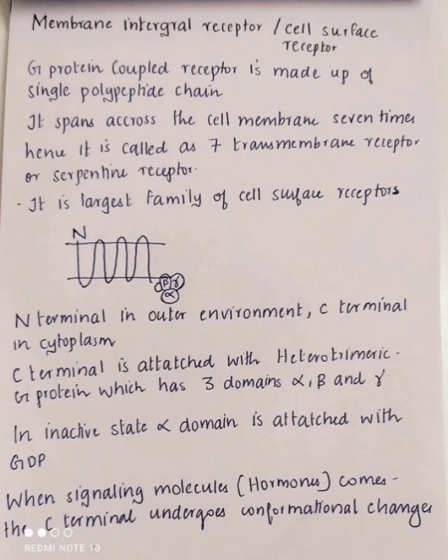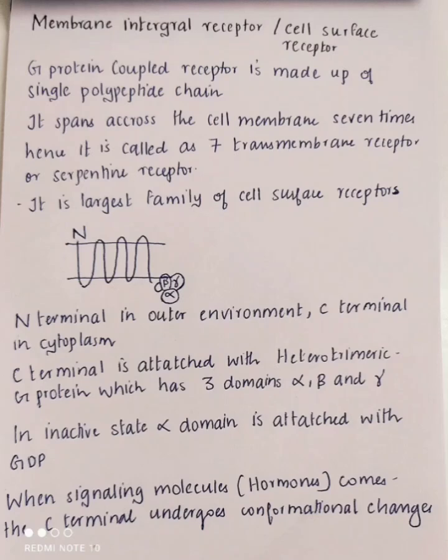It spans across the cell membrane 7 times, which means the N terminal is outside the cell surface and the C terminal is inside the cytoplasm. Hence, it is called a 7 transmembrane receptor or serpentine receptor.